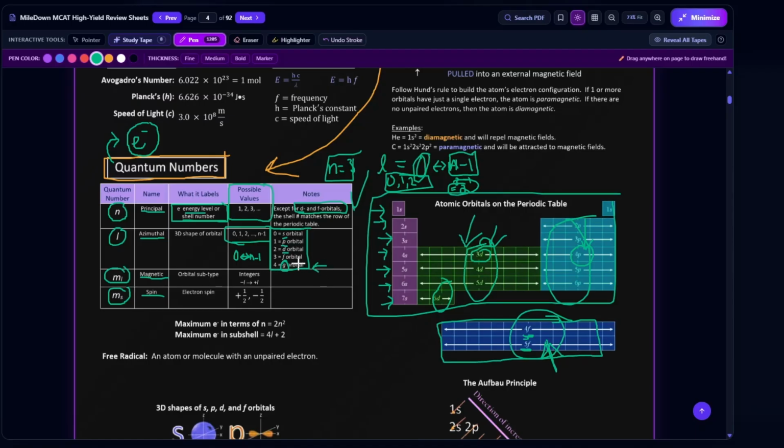I hope G is not common, but just memorize that when L is equal to 4, it's the G orbital. I would say these 4 are the most high yield because they're on the periodic table.